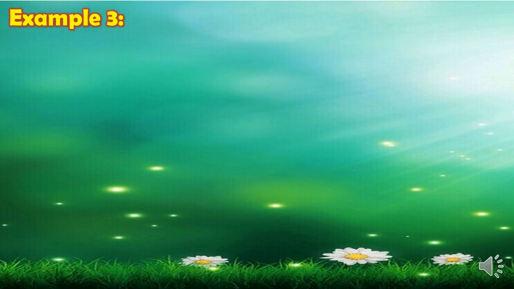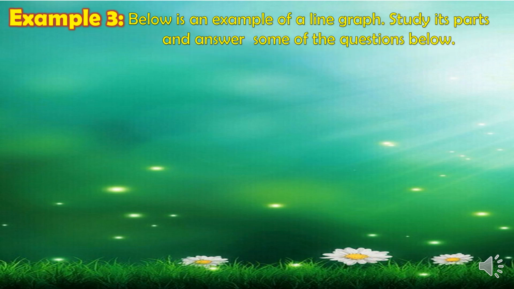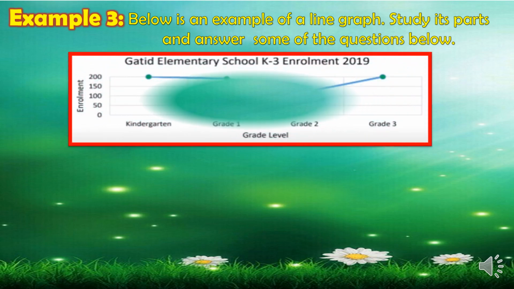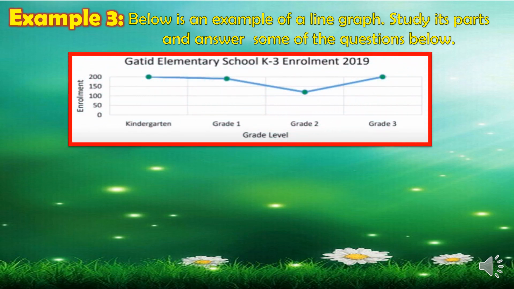For example, number 3, below is an example of a line graph. Study its parts and answer some of the questions below. So this is a line graph about Gatid Elementary School K-3 enrollment 2019. As you can see, the enrollment is from 0 up to 200, and then we have grade level from kindergarten to grade 3.